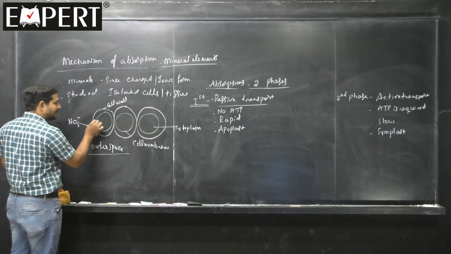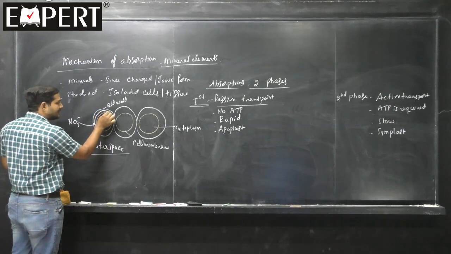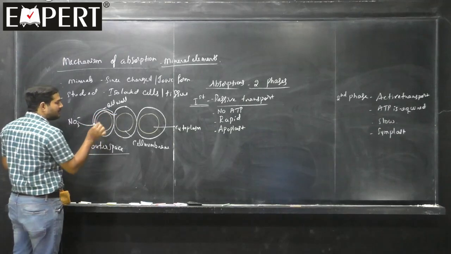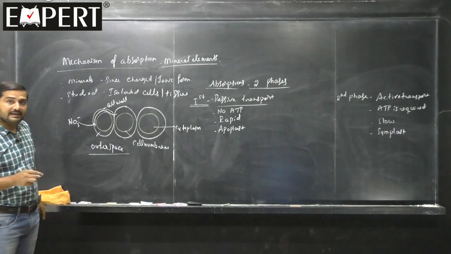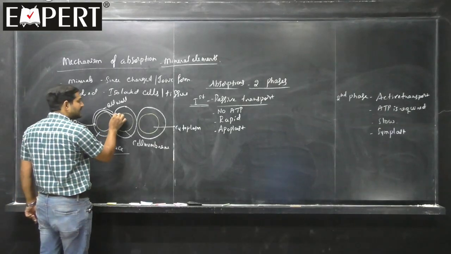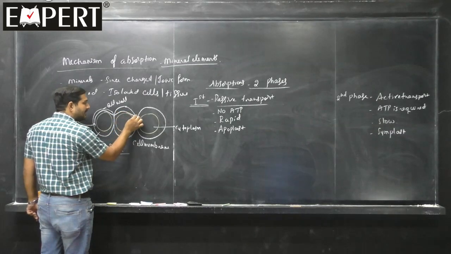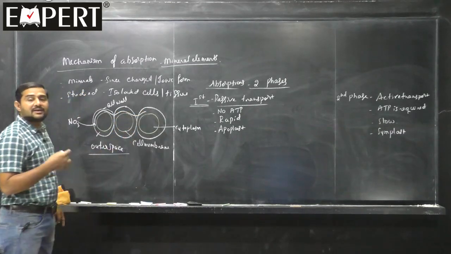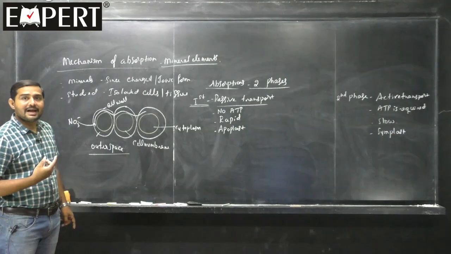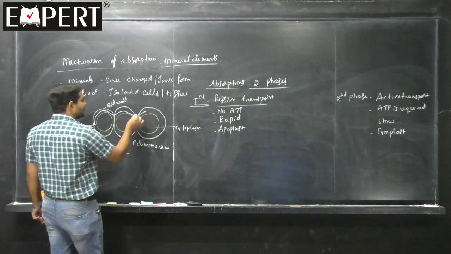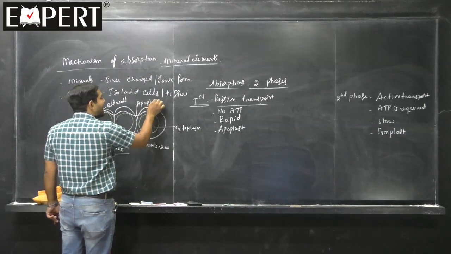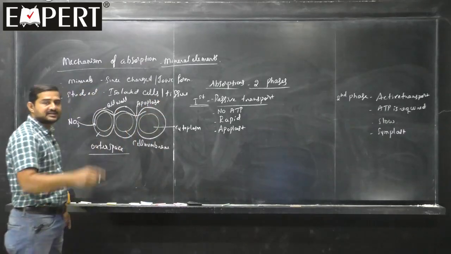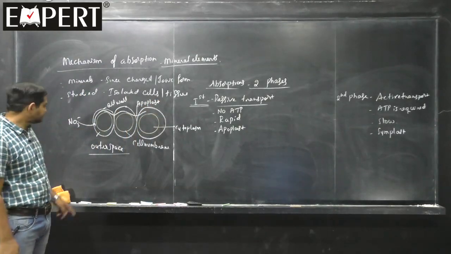It can move like this. It can move like this. It can move from one cell to another cell, but without crossing the cell membrane. It doesn't cross the cell membrane. This movement is a very rapid one, which occurs very fast by mass flow actually, and this process is called apoplast, and it is the first phase of absorption of minerals.